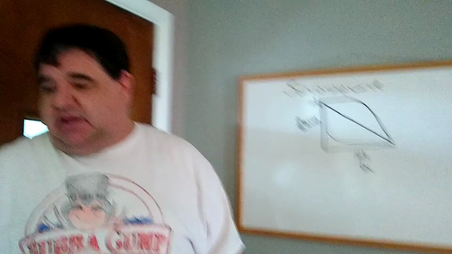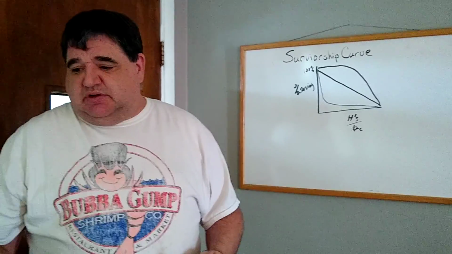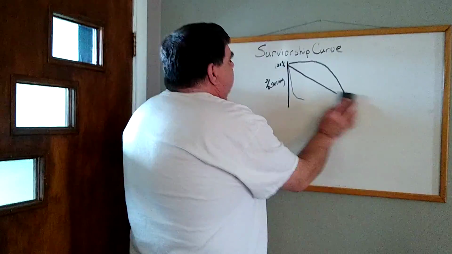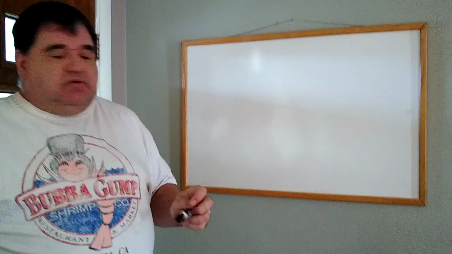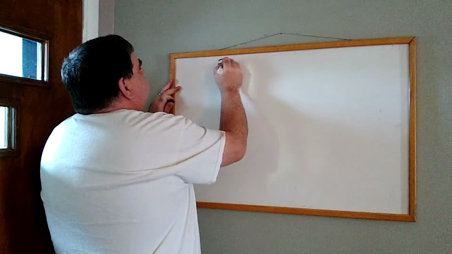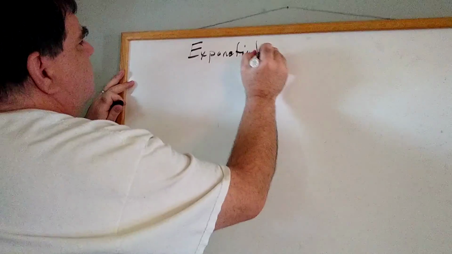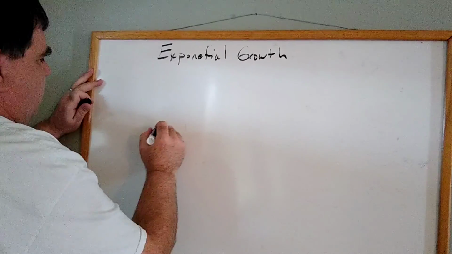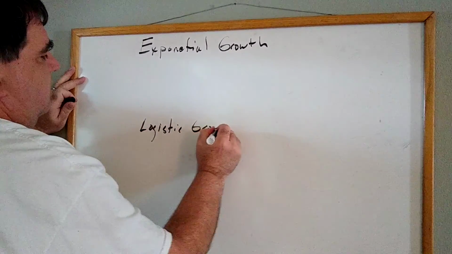One other thing that I wanted to hit from our population notes were 2 curves that have been in the news a lot. And I said that we were going to talk about them. And that is the exponential curve and the logistic curve. Exponential growth, and we are going to talk about logistic growth really quick.